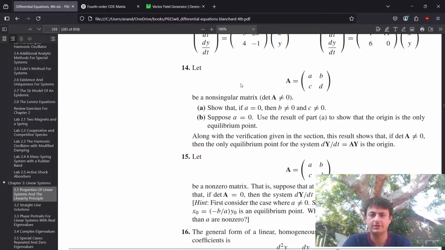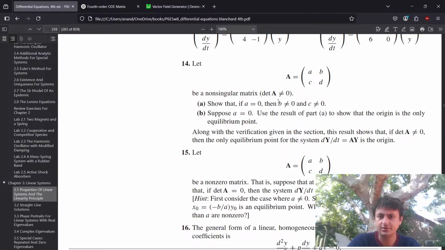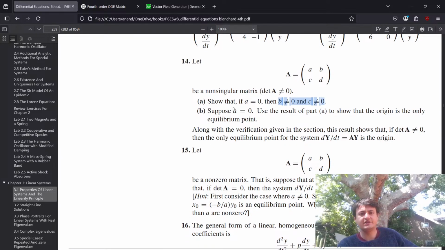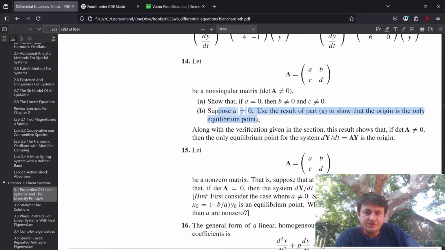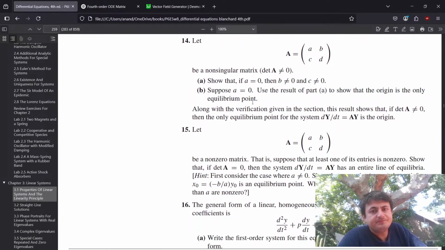Okay, 14. Let A be a non-singular matrix. Show that if A equals 0. Okay, so AD minus BC. If A is equal to 0, then these can't be 0. That's obvious. It's just applying the definition of determinant. Suppose A equals 0. Use the result of part A to show that the origin is the only equilibrium point.